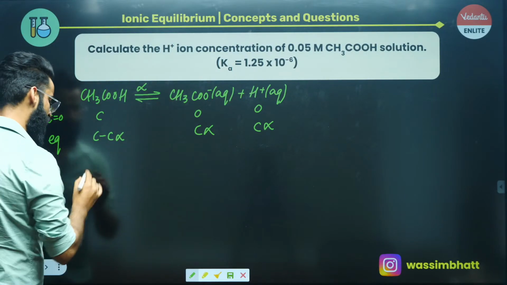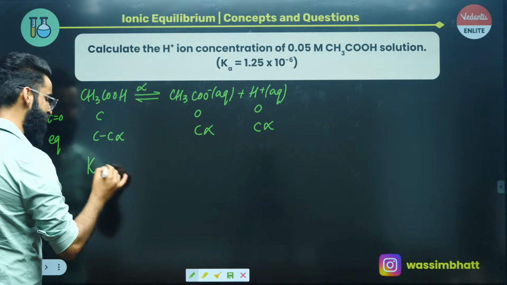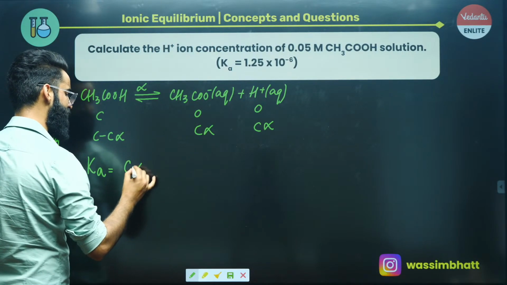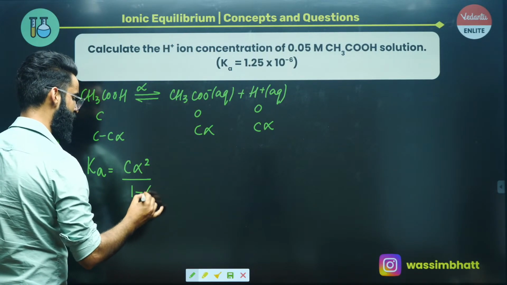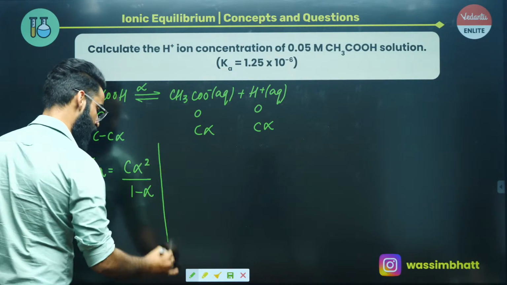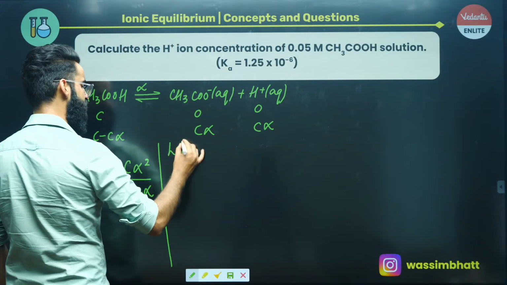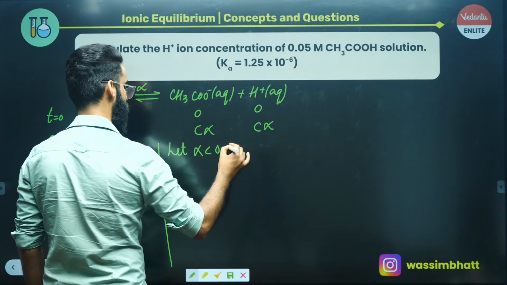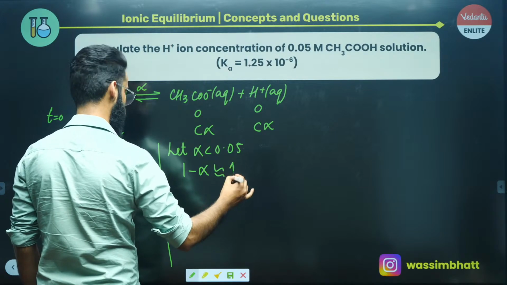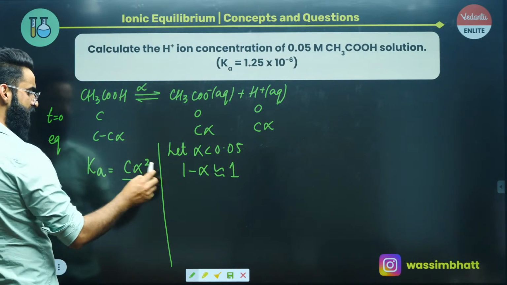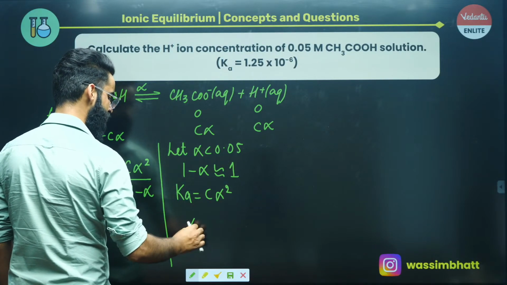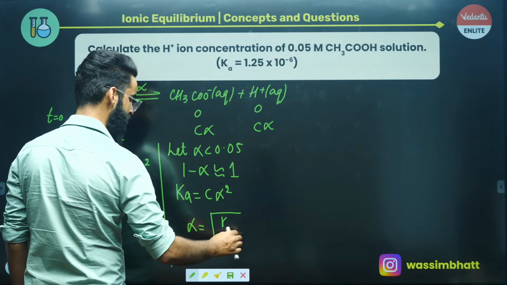Now the ionization constant of the weak acid is represented by Ka. If you write the expression for Ka, it's going to be C alpha square divided by 1 minus alpha. Now you'll follow the same procedure: you'll assume alpha is less than 0.05, and at that point, instead of 1 minus alpha, you'll just write 1. So your Ka becomes equal to C alpha square, and from here you can calculate alpha as the square root of Ka divided by C.